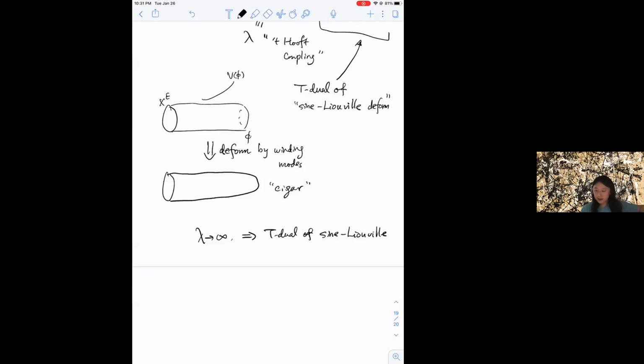And there's a special radius where, when R is equal to a special value, which turns out to be 3/2, this T-dual sine Liouville is equivalent to the SL(2)/U(1) coset CFT at level k = 9/4. This is the usual cigar.